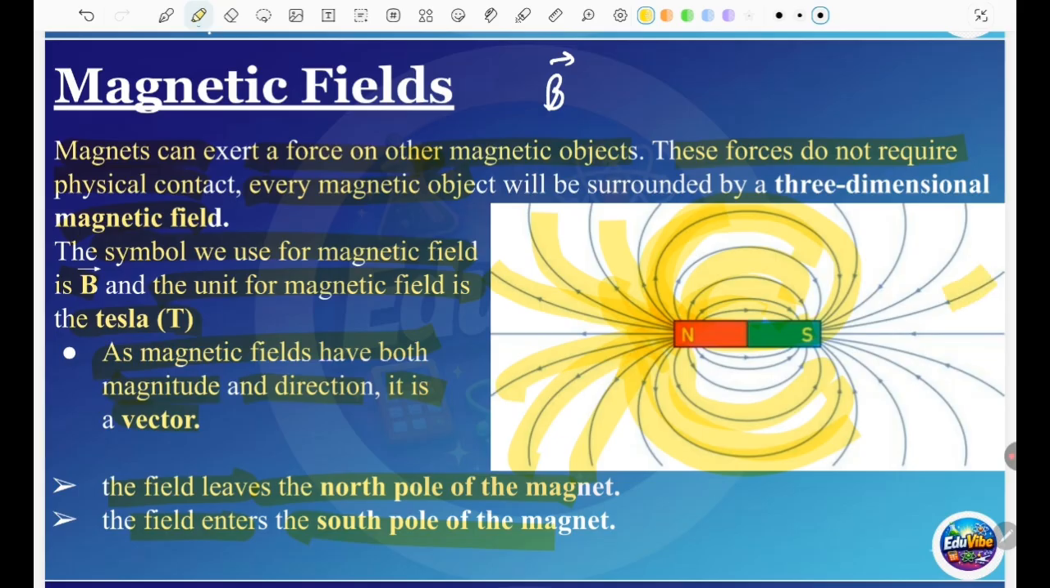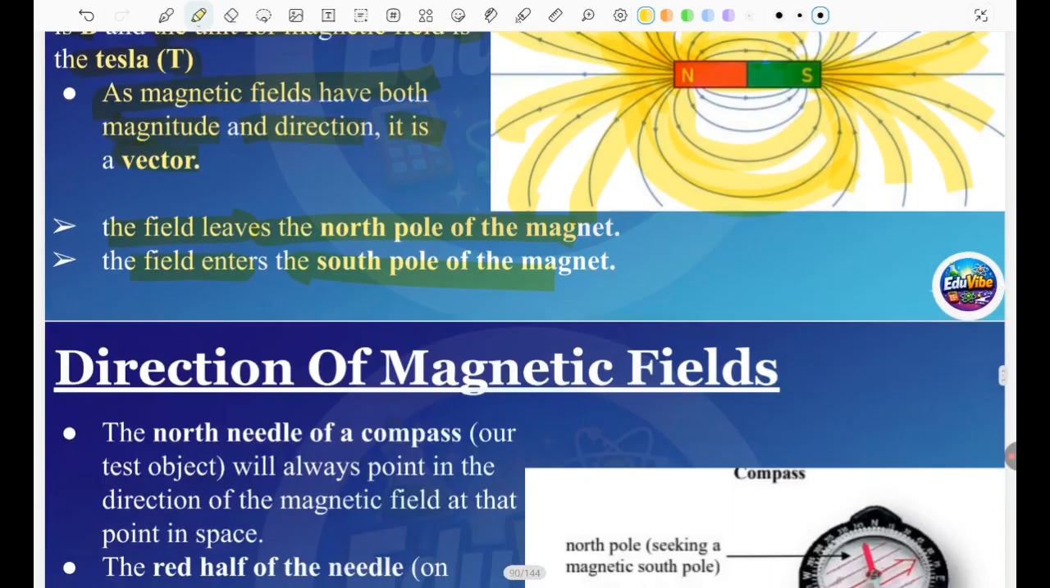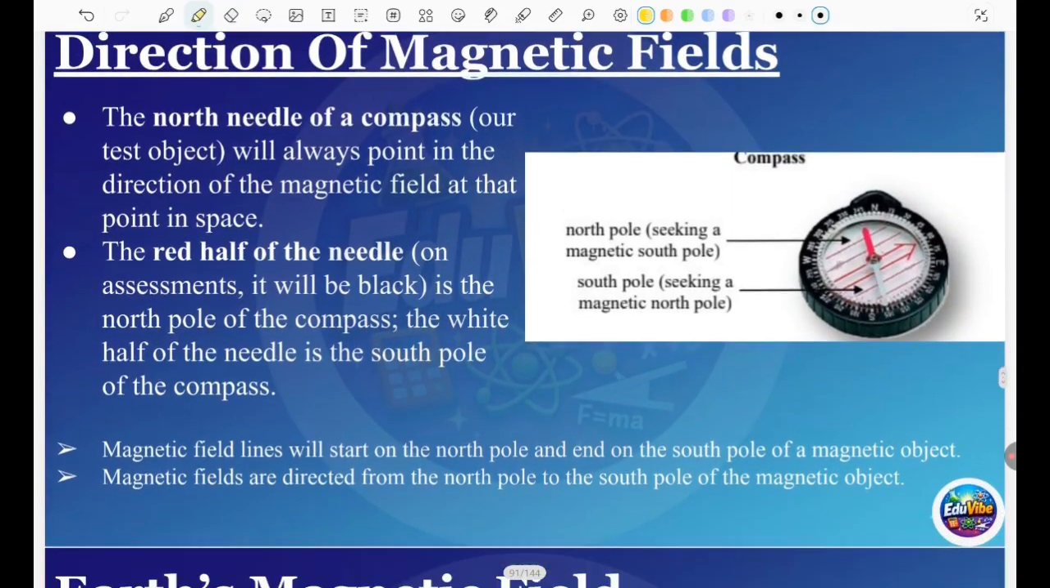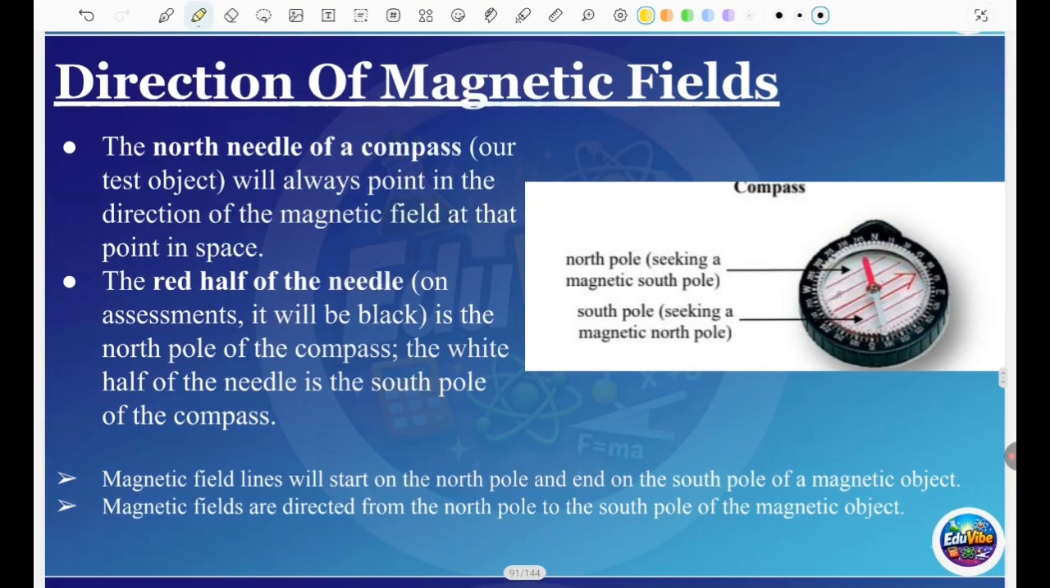Again, they do it like this. So all the field lines originate from the North Pole and go to the South Pole. They travel that distance, which makes the magnetic field. And how does this direction show up when we use a compass?